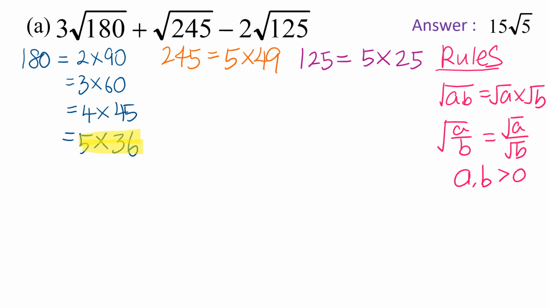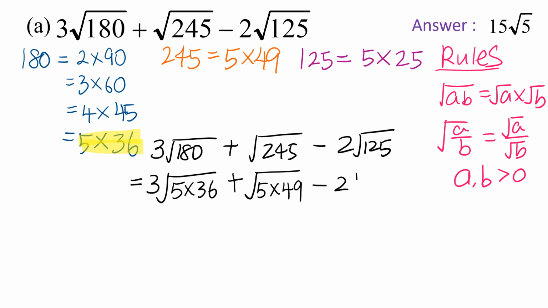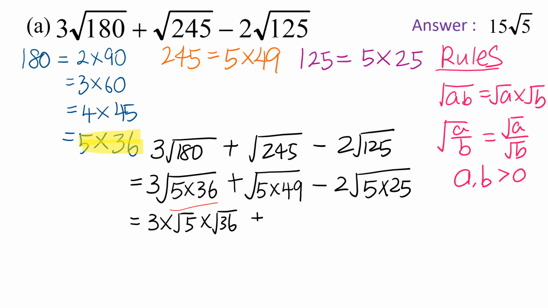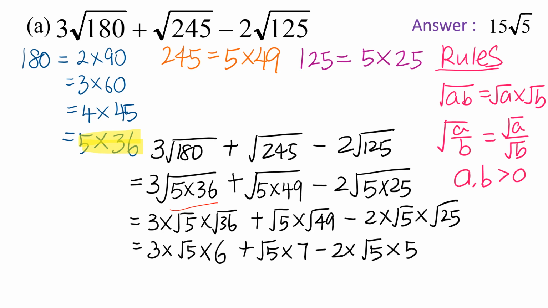Okay, so let's put everything back into our questions, and then we can just apply the first rule. You can just split this up into square root 5 times square root 6, and likewise for the other two terms. And we all know that square root 36 is 6, so that will give you 3 times square root 5 times 6 plus square root 5 times 7 minus 2 times square root 5 times 5.